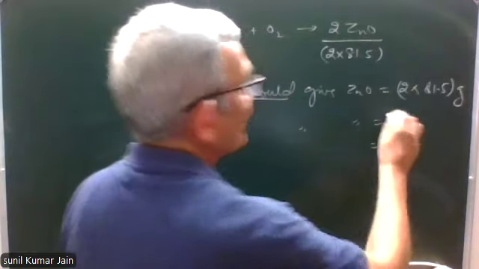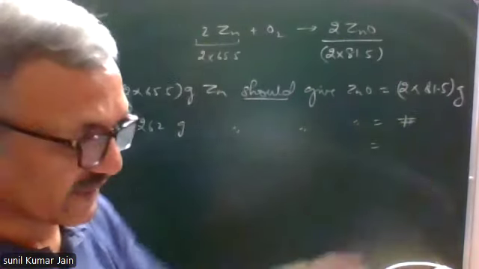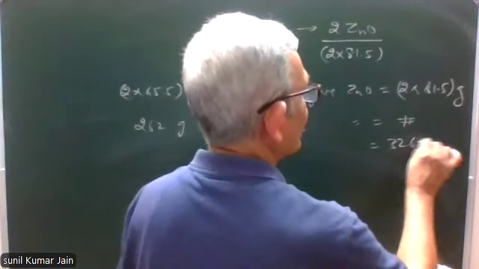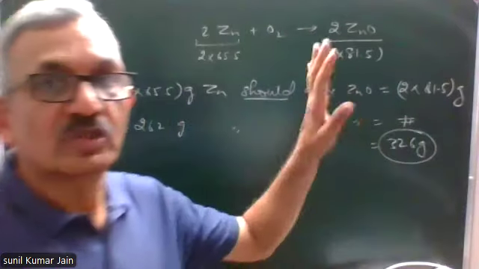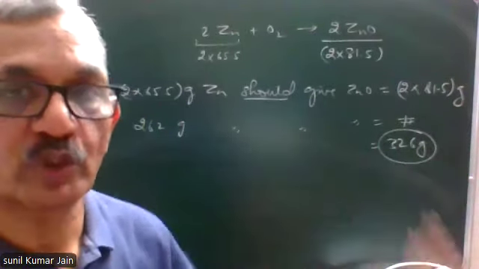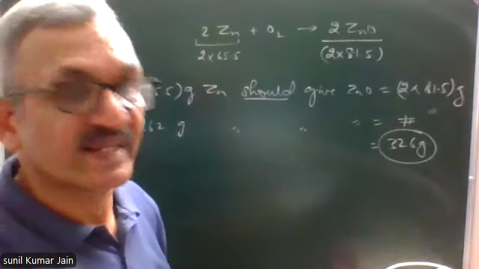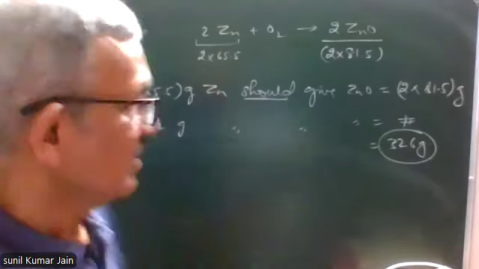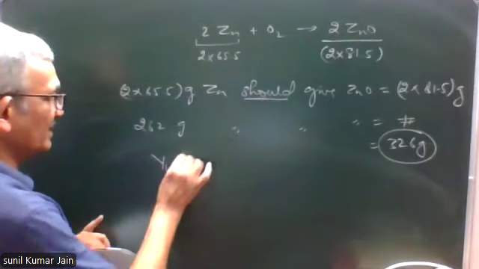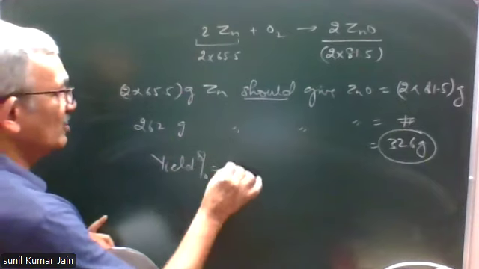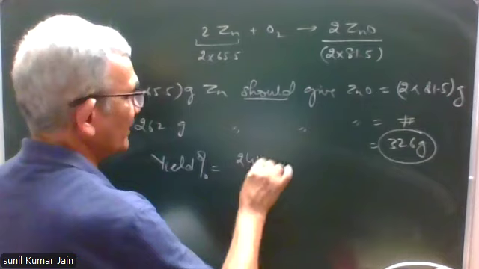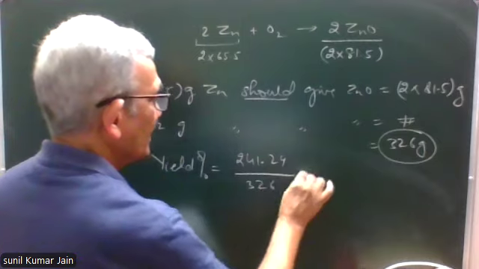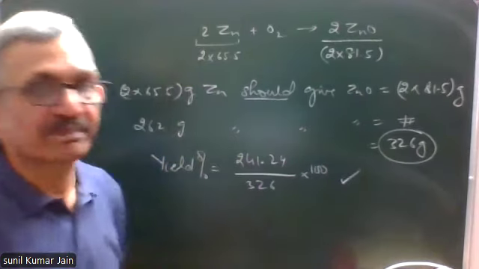When you calculate this, it's unitary method, you can calculate. When you calculate, this will come out to 326. It means 326 grams of zinc oxide should be produced, but we are getting less than that. We are getting only 241.24 grams. So percentage yield percent is equal to actually obtained 241.24 divided by how much should we obtain into 100. This is called percentage yield.